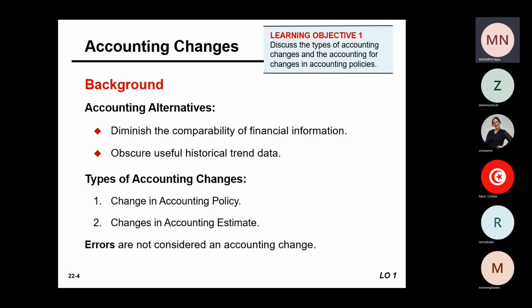So we don't have comparable financial information or consistent financial information over time. So again, as I said, it will obscure what? The useful historical trend data. So that's about the consistency.